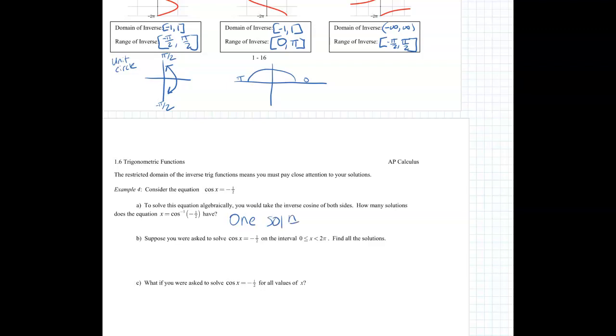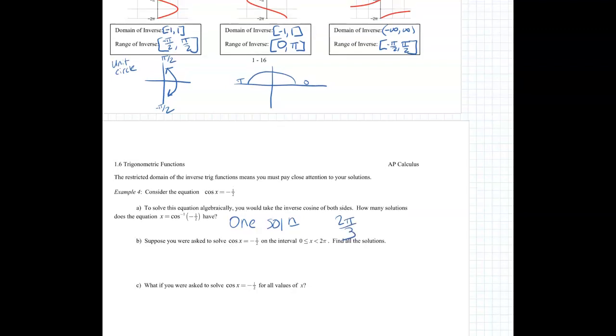And if they wanted to be a jerk and we had to do this by hand, we'd have to figure out that this is a 60-degree reference angle, and it would be in the second quadrant, making it 2 pi over 3.